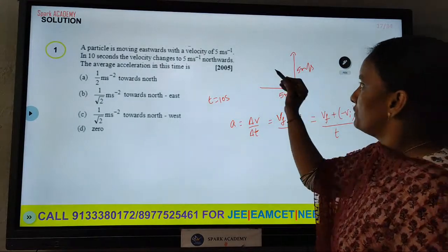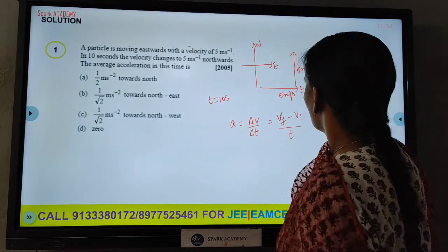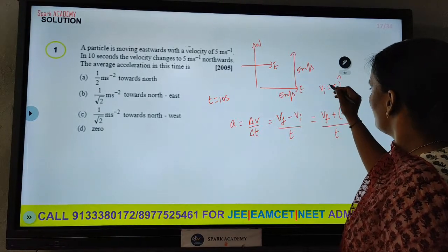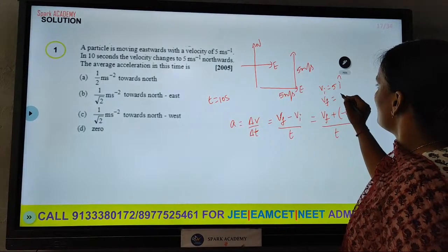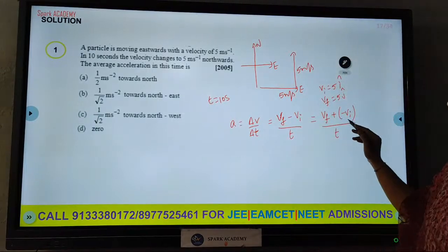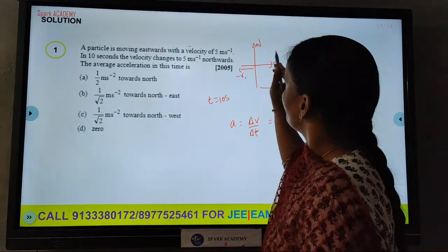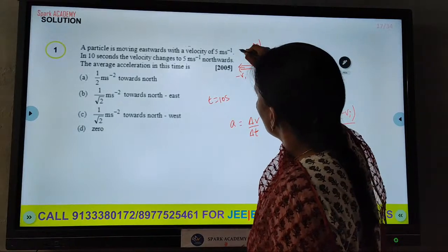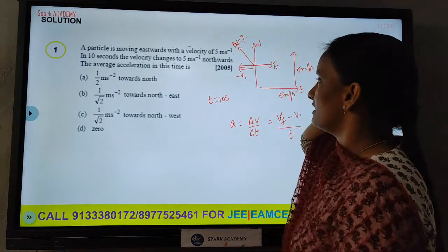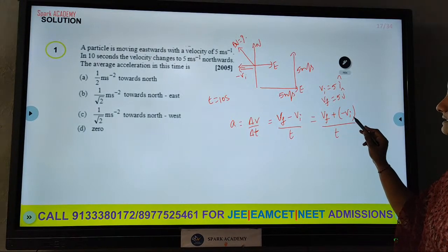So by following the vector notation, just draw the directions: east direction, north direction. So here vi is 5 into i cap, that is initial, and v final is 5 into j cap, it is showing upward. So as per the direction of the vector, we need to take minus vi. Minus vi means this side. So the resultant of these two vectors will be the direction of change in velocity. So here change in velocity is final velocity plus of minus initial velocity.